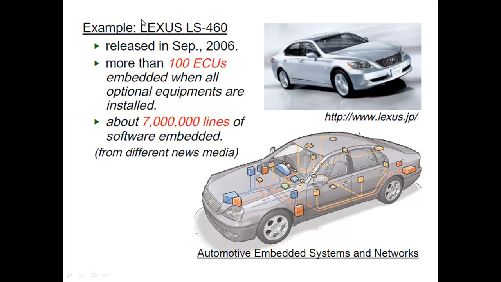If you take an example, the Lexus LS460, which was released in September 2006, it has more than 100 ECUs, electronic control units, embedded inside when all optional equipment is installed. About 70 lakh lines of software code are embedded, from different suppliers. If you see the electronic control units fitted in the car, you can see them on the doors, on the windows, on the tire systems, on the engine systems and on the chassis, everywhere.